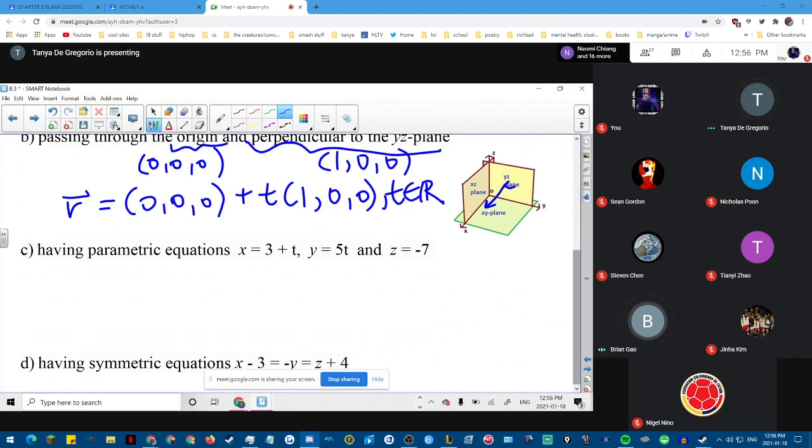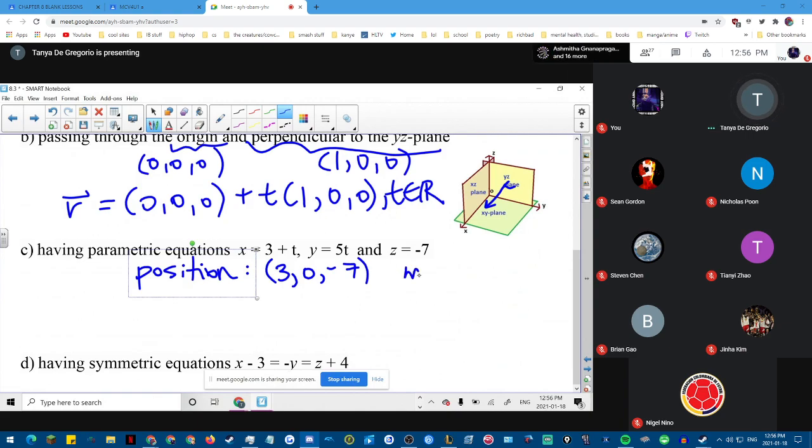Find a point and a direction. Okay, good. So let's get the position vector. So what's the position vector? Which means, yes, our point, right? 3, 0, -7. Excellent. You should be able to look at this and see that it's 3, 0, -7. Because I have 3 plus T, 0 plus 5T, -7 plus 0T.